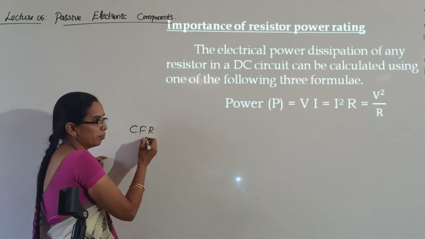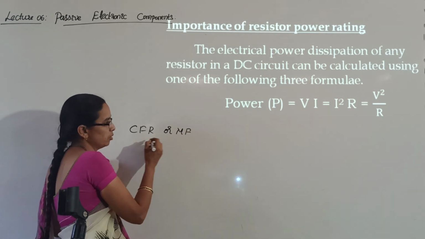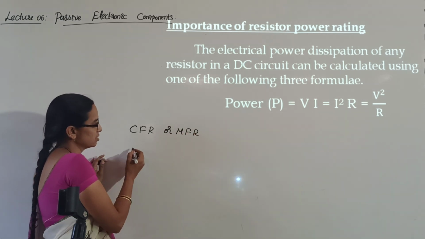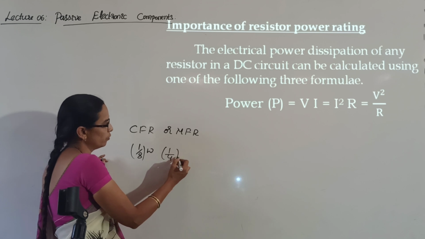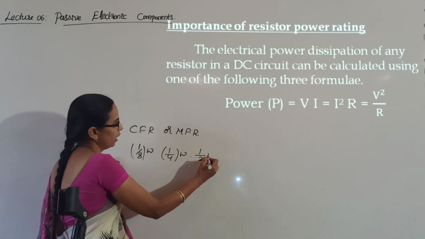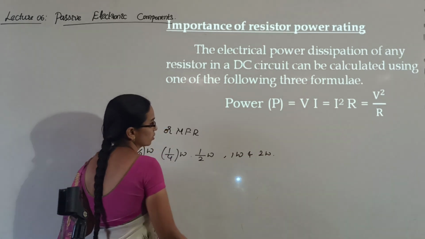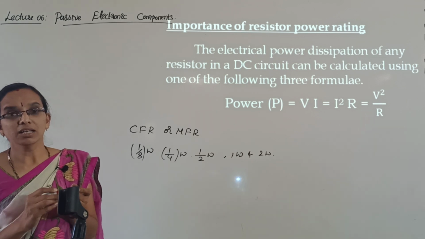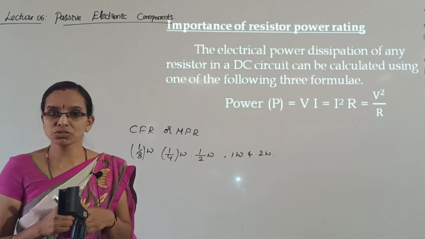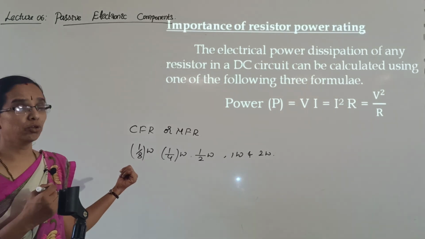See, usually carbon composition or carbon film resistors, or metal film resistors, are available in a power rating of 1 by 8 watt or 1 by 4 watt, 1 by 2 watt and 1 watt and 2 watt. So, if you want more power rating, normally wire wound resistors are chosen.